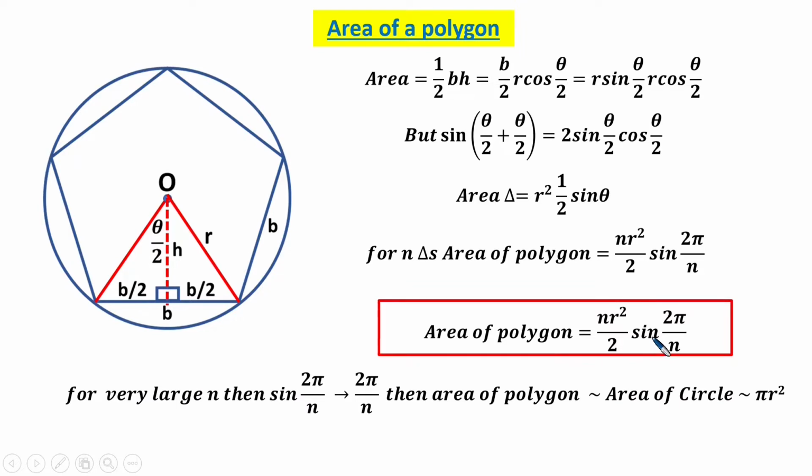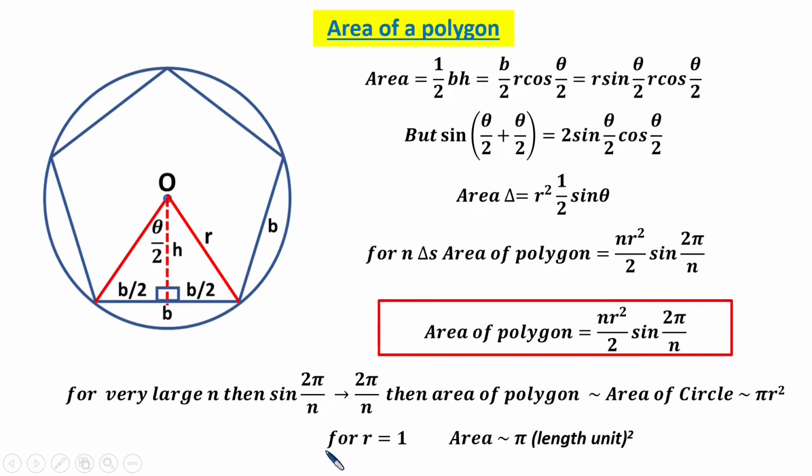From here again I extend what we did to find the circumference of a circle. Here also I take many sides. If n is very large, then sine of 2 pi by n will become 2 pi by n. If I write this sine of 2 pi by n as 2 pi by n, this n gets cancelled, and the 2 also gets cancelled, so I will get pi r square.